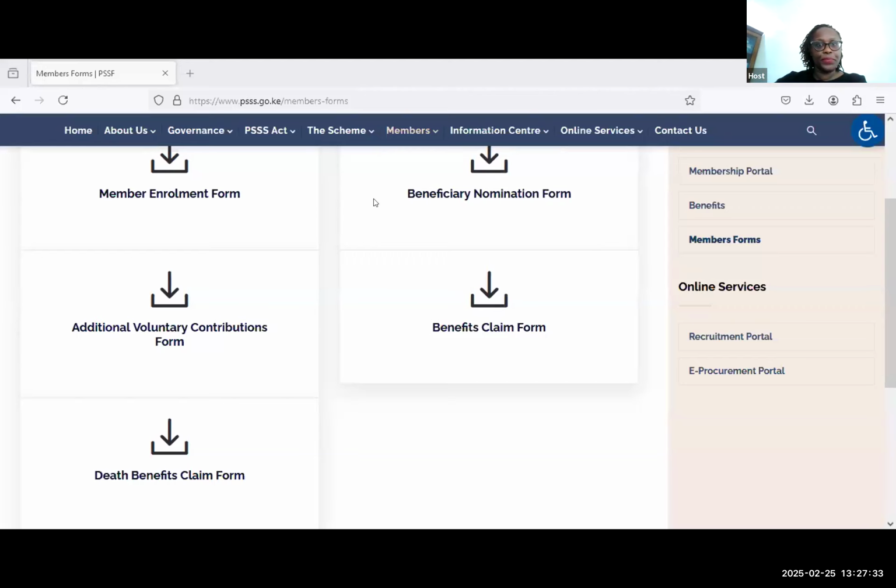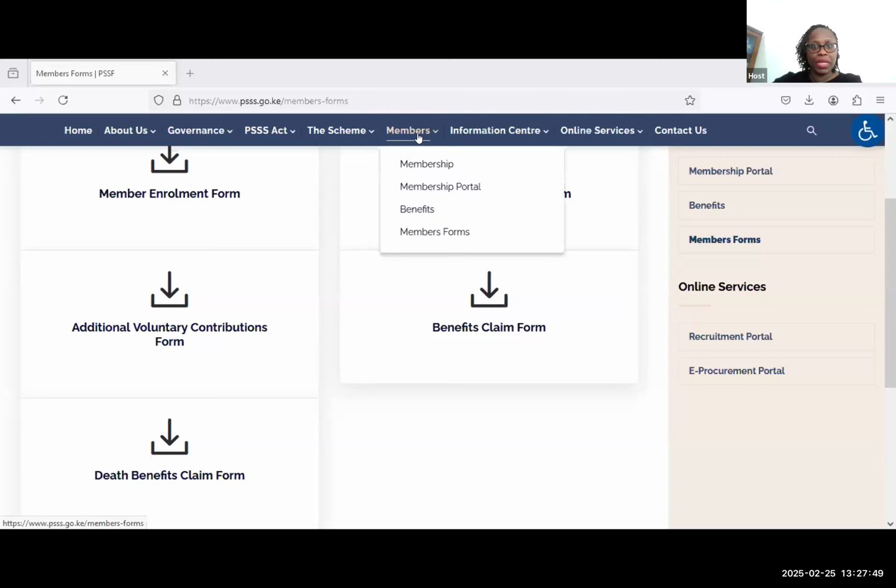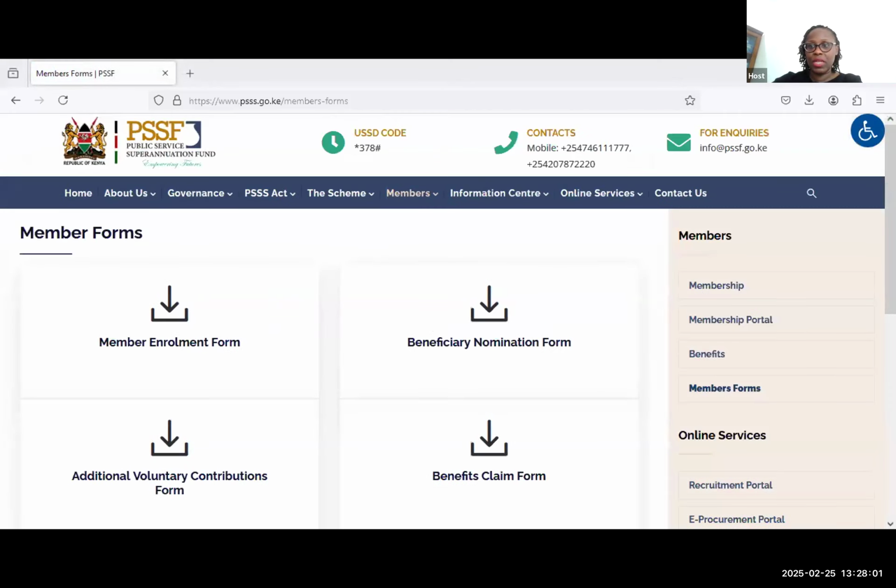So as I said, these forms are found on our website, www.psss.go.ke. I will move that there so that we can see. That is the website. And when you go to the website, you go to this part called members. And you will be able to see we have membership, the membership portal, the benefits, and the member forms.